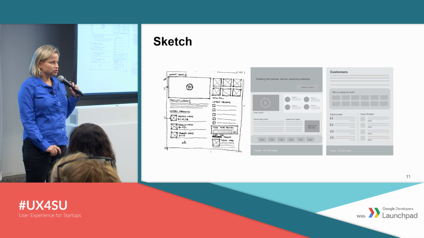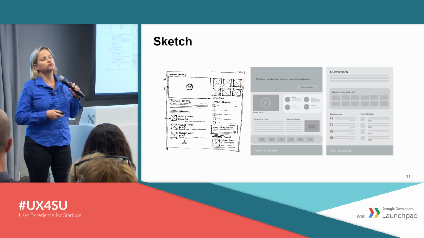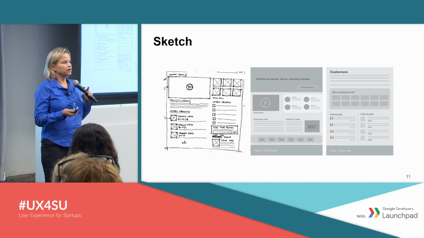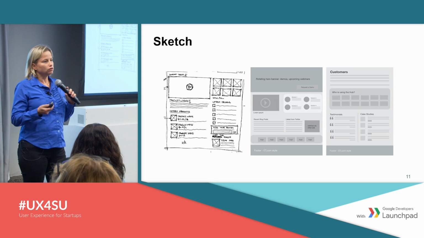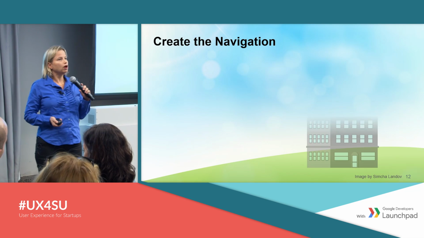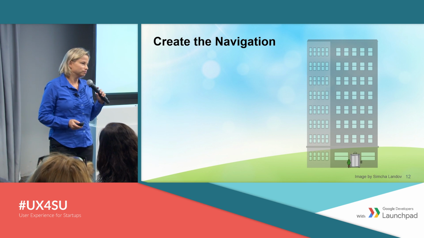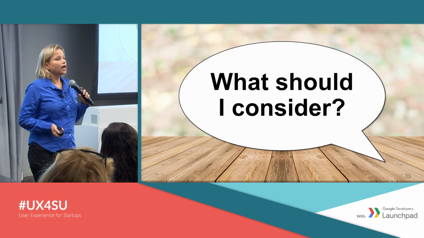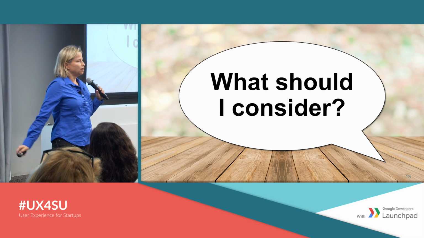Now you can start to sketch. Still not the navigation, but you can sketch the screens. You don't have to sketch all of them, but at least a good amount, so you have some kind of feeling what will be in each screen, how it will look, what the relationships will be. Now you probably have quite a good understanding of your building, and you can add the elevator. Now you can start designing the navigation. And here are some considerations for doing that process.